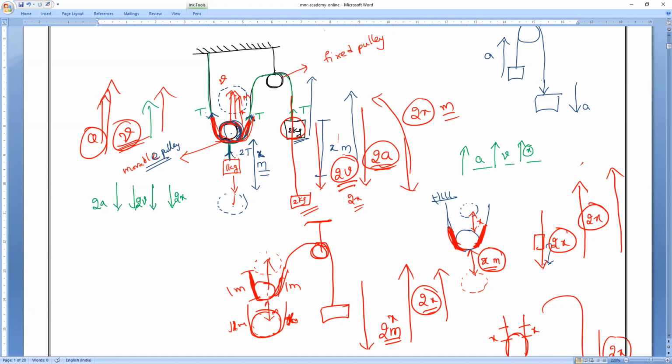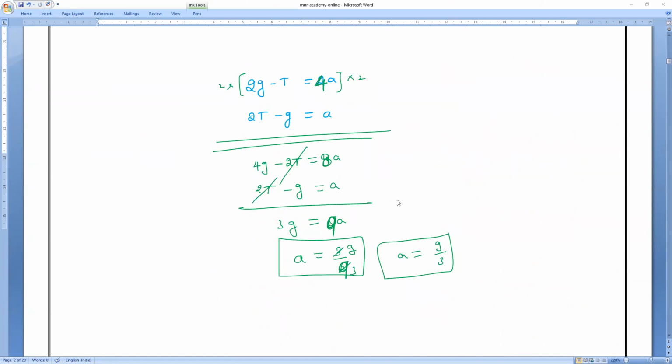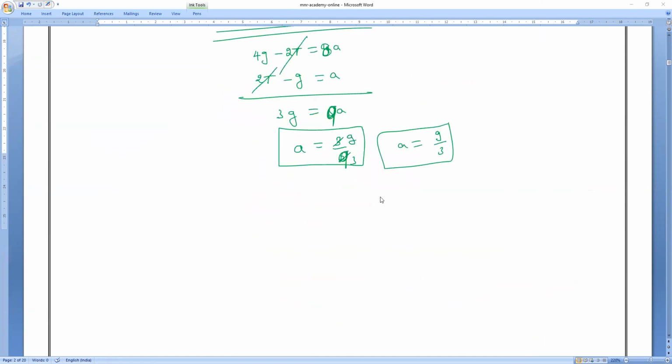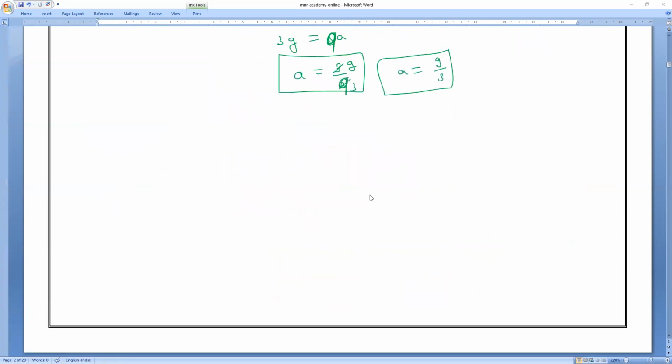Understand? Opposite, please. Clear? Okay. So, that is what about the mobile pulley. Now, have you all solved this question? Everybody understands? Please respond. Yes, sir. One important thing I will teach you about the mobile pulley.